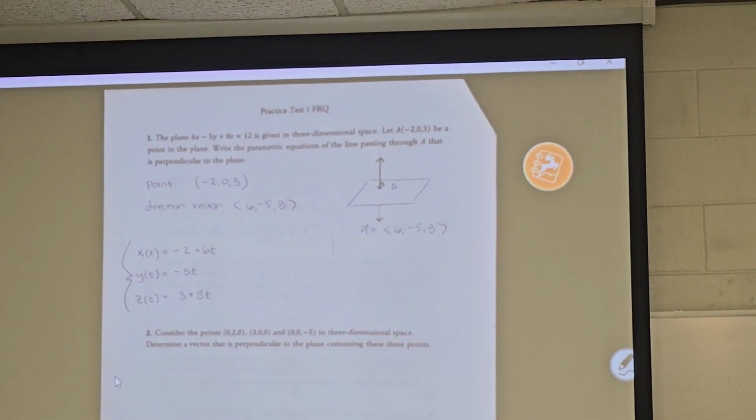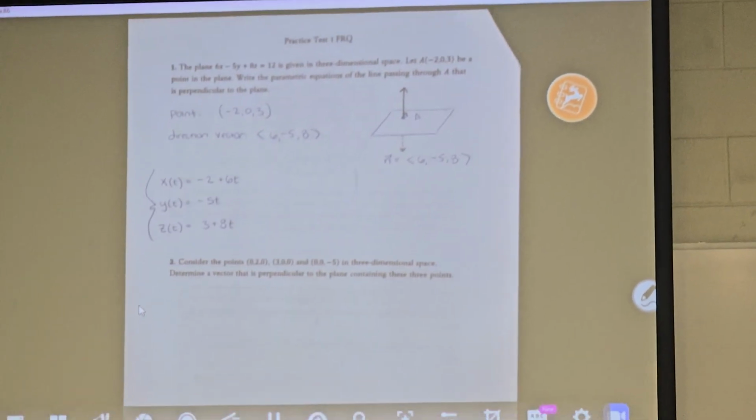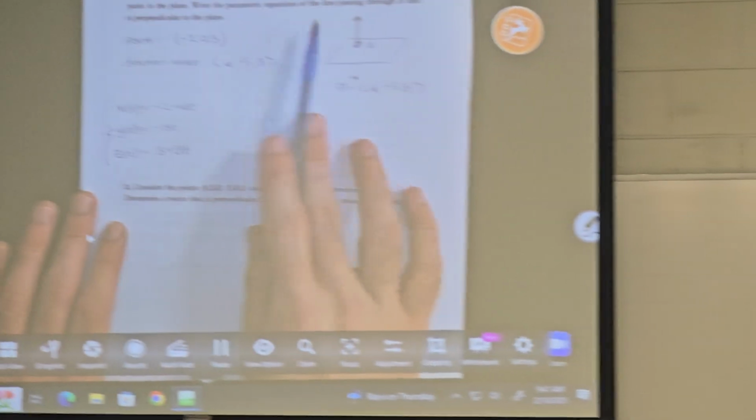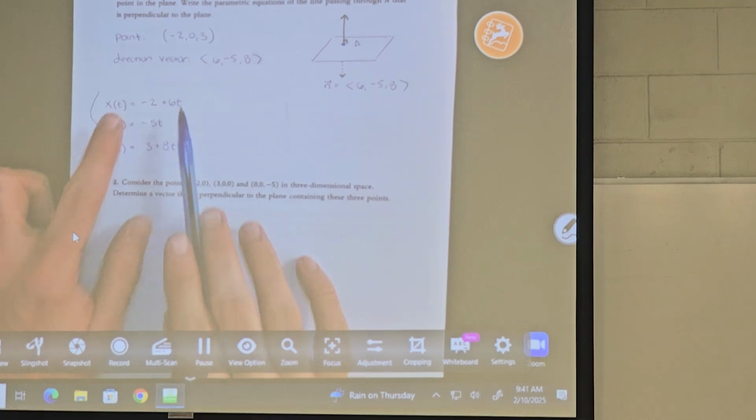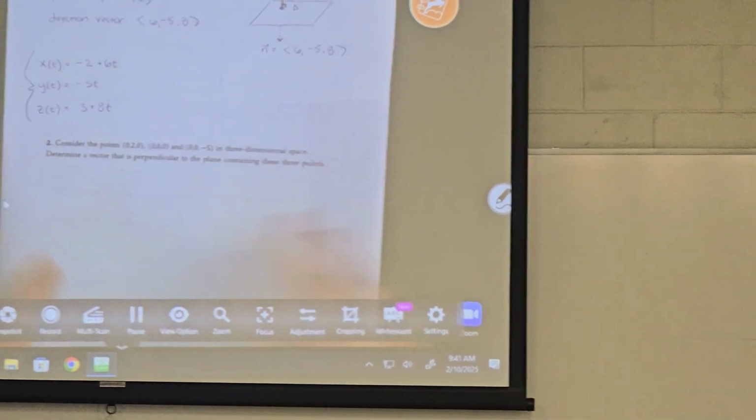Now, next we need to pay attention to the form of the line. It did tell me to write my equations in parametric form. So I've got an x of t, a y of t, and a z of t.